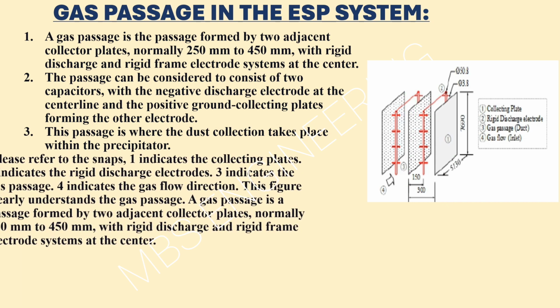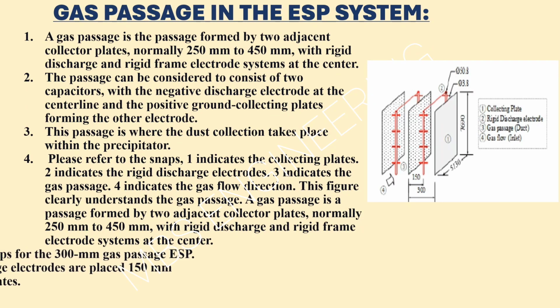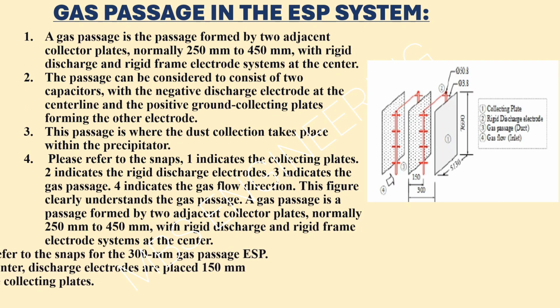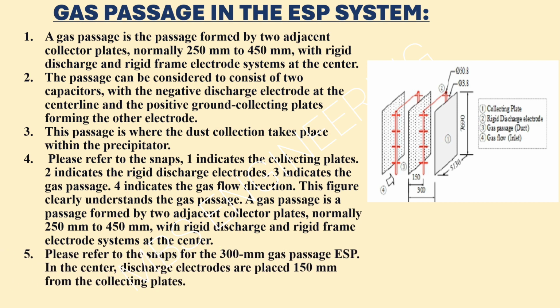Fourth point, please refer to the snaps. 1 indicates the collecting plates, 2 indicates the rigid discharge electrodes, 3 indicates the gas passage, 4 indicates the gas flow direction. This figure clearly explains the gas passage.